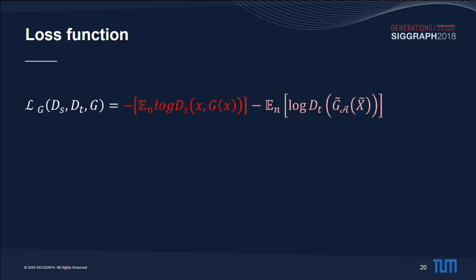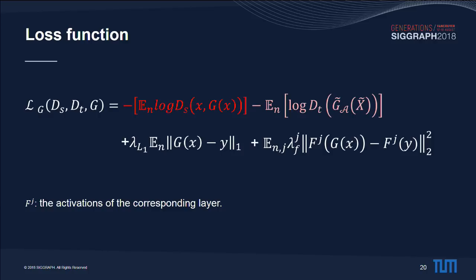At first, there are two terms that come from the adversarial loss, from the two discriminators. We train our generator in this way to fool the discriminators. We also add the L1 loss here to restrict the error of the outputs. And then we also add the feature space loss term here. So now I want to explain what this feature space loss term is.